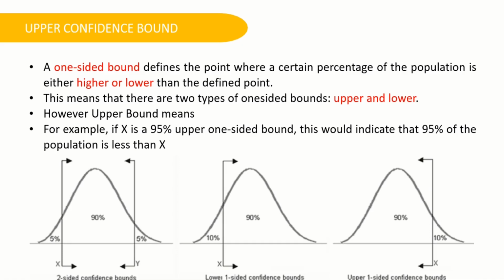For example, let's suppose that this x value is 95. Then it states that 95% of the one-sided bound. This indicates that 95% of the population is less than the x value, and the 5% of the bound has values greater than this 95% population.